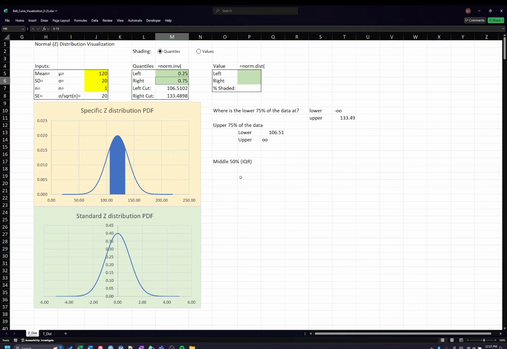We can also do between the bottom 15% and the upper 90%. So if I did 15 to where the 90th percentile is, and I hit enter, it'll shade it like this. So we can use our quantiles to find those.